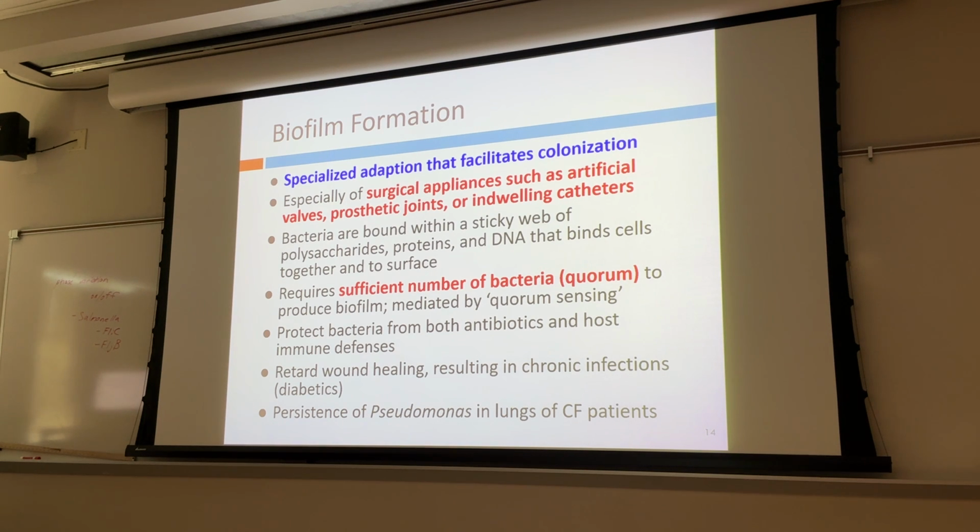Again, biofilms are going to aid in attachment. They're also going to confer resistance to things like antibiotics, and also they're going to confer resistance to things like your immune response. You'll see these on surgical implants, valves, prosthetic joints, inguinal catheters, things that the biofilm can establish themselves on. A bacteria bound with sticky web polysaccharides, proteins, and DNA that bind cells together into this surface.